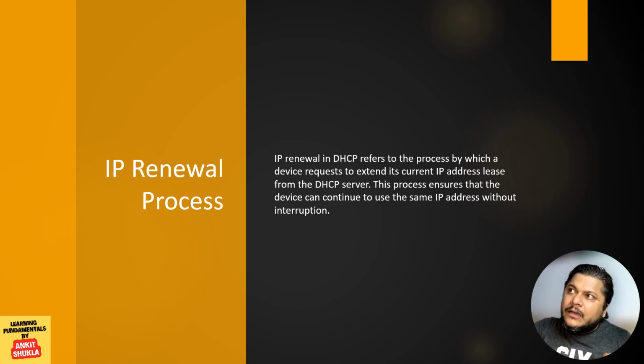Then a renewal offer is made by the DHCP server, which indicates that the lease can be extended and the device can continue using its current IP address. Basis that, a renewal acknowledgement happens at the next stage, which means that the DHCP server sends a renewal acknowledgement message, officially extending the lease and confirming that the IP address is still valid for the device. This process ensures that devices can keep their IP addresses without interruption, allowing them to stay connected to the network seamlessly. Let's understand this IP renewal process in detail.